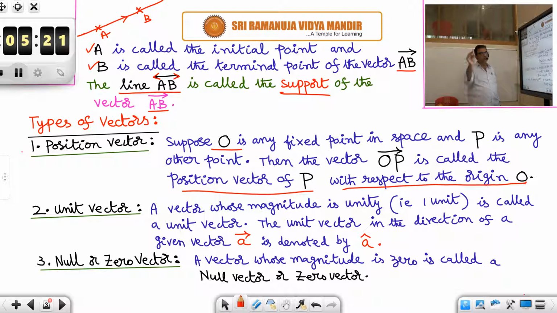So the origin can be joined to any point. Another point Q is there. Then OQ bar is its position vector. Another point R is there in space. Then the vector OR bar is the position vector of the point R.